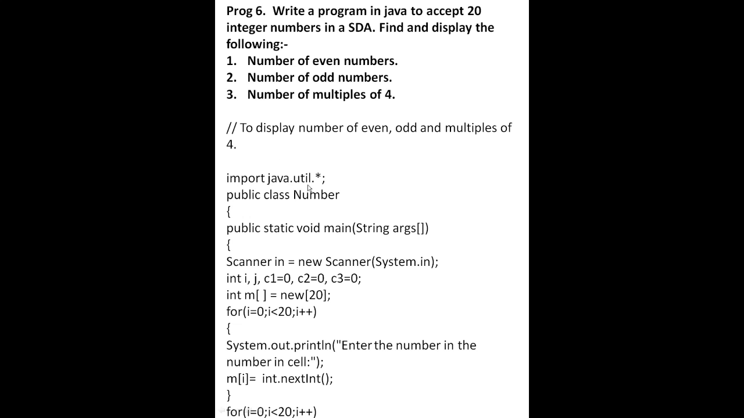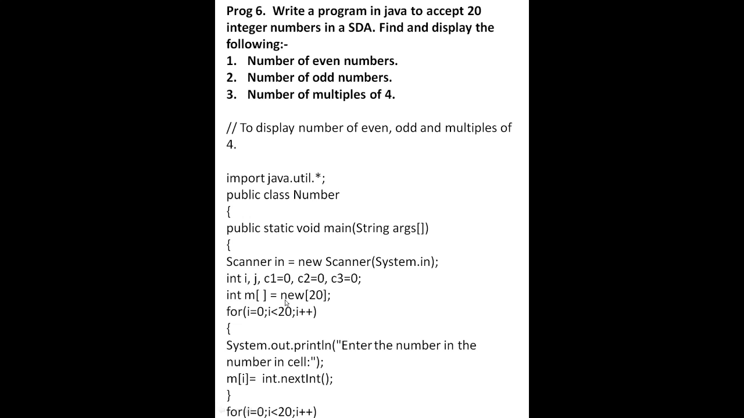Now import java.util, public class Number we will take, because we are finding the number. Public static void main(String args[]), curly bracket, Scanner in is equal to new Scanner(System.in), int i for loop, second loop j, and c1 for even numbers, c2 for odd numbers and c3 for multiples of 4, and we will find these numbers.